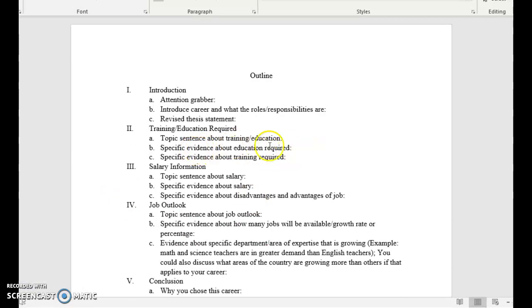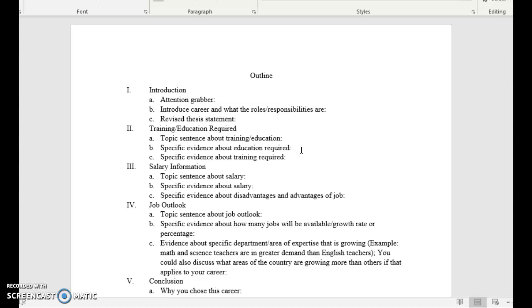If you have evidence about the training and education, you would say something like, this quote demonstrates that most teachers need a bachelor's degree. They can also go on to get higher education, such as a master's degree or an education specialist degree. But again, you're just explaining what that means for your career field. You're putting it into your own words.